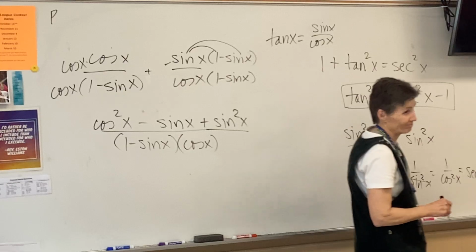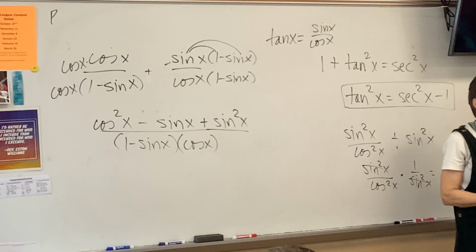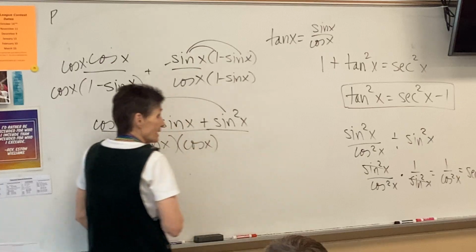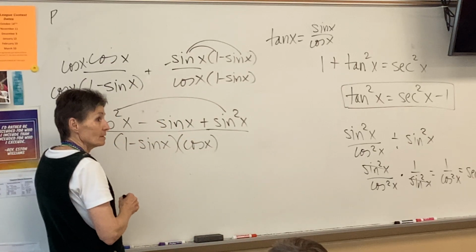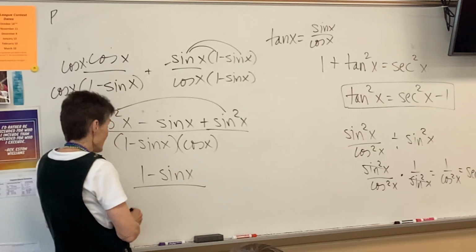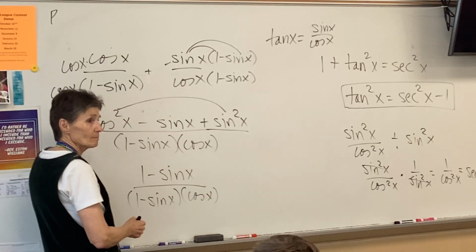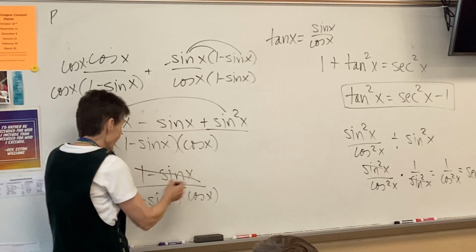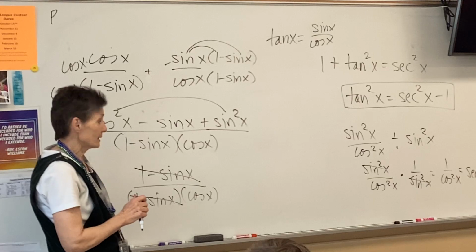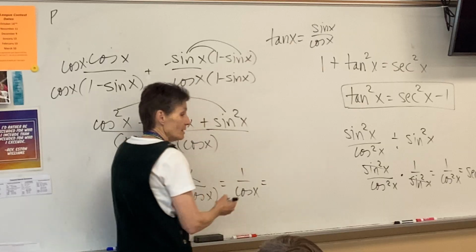What do you have in the top? You've got a sine squared plus a cosine squared, which is 1. So now you've got 1 minus sine on the top, and on the bottom, you have 1 minus sine times cosine. Won't that 1 minus sine cancel with that 1 minus sine? And leave you with 1 over cosine.